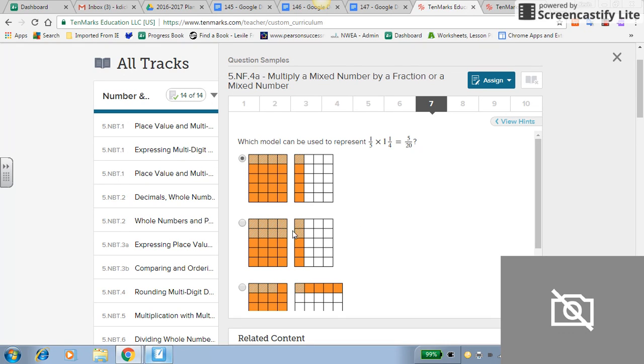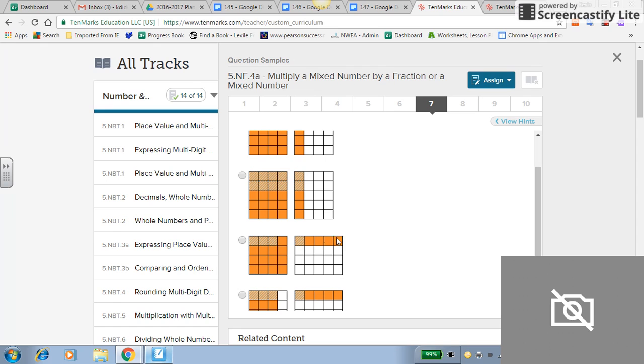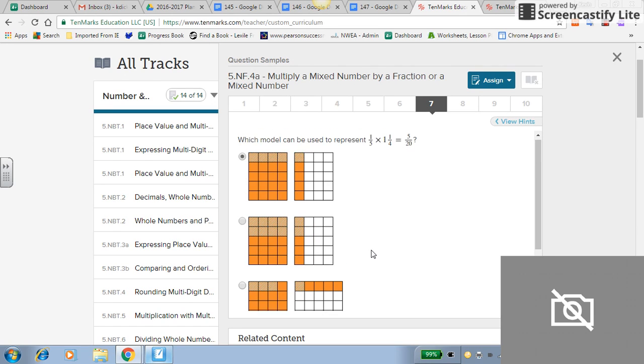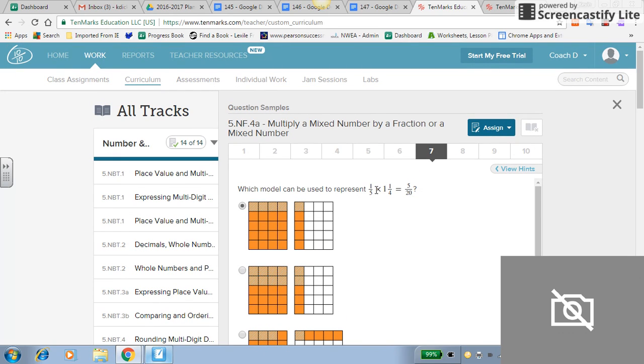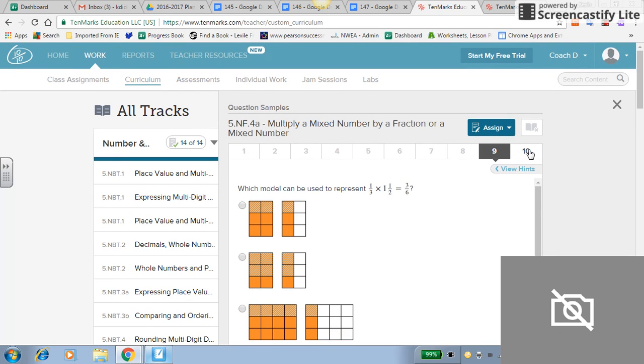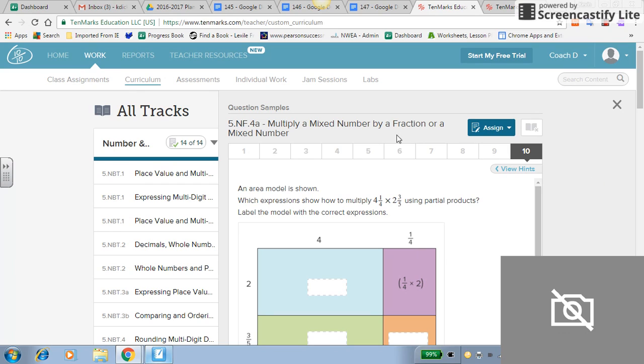This one is close. It's 1 1/4 times 2/5. This one is not good because this one right here is actually 1/5 times 1 1/4. So those are backwards right there. So be careful with those as you look through them. There's another one like that. So that's all for the first one.